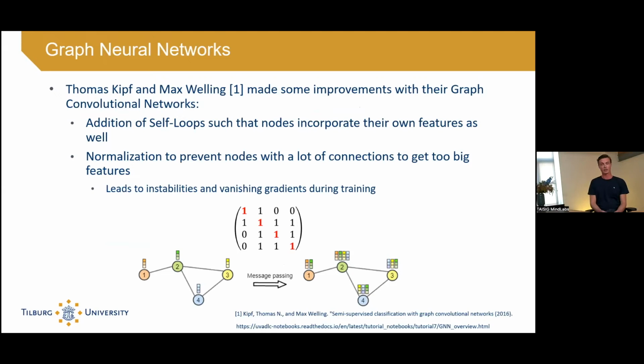So then, okay, this is like the building block of this model. Then there's this really interesting paper by Thomas Kipf and Max Welling that made this all a lot better with their graph convolutional networks, and it's a really popular paper in this field. They've included self loops into the adjacency matrix because it's also important to include your own features. And also some normalization tricks are applied, because if a node has a lot of features, their sum will be really high, of course. You don't want that. That leads to some instabilities in training.